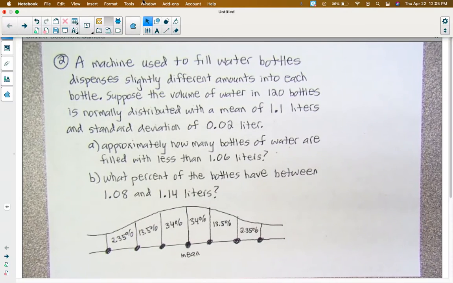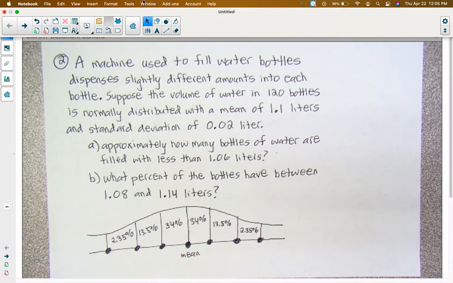A machine used to fill water bottles dispenses slightly different amounts into each bottle. Suppose the volume of water in 120 bottles is normally distributed with a mean of 1.1 liters and standard deviation of 0.02 liters. Part A. Approximately how many bottles of water are filled with less than 1.06 liters? Part B. What percent of the bottles have between 1.08 and 1.14 liters?